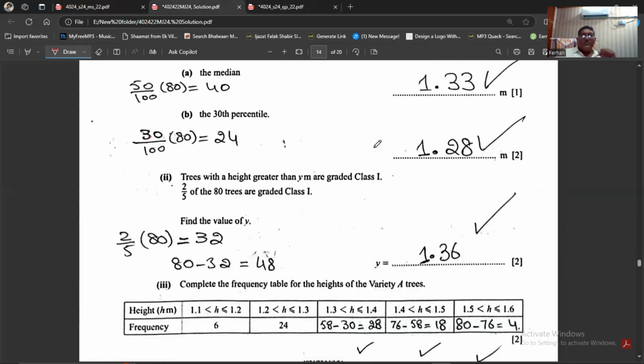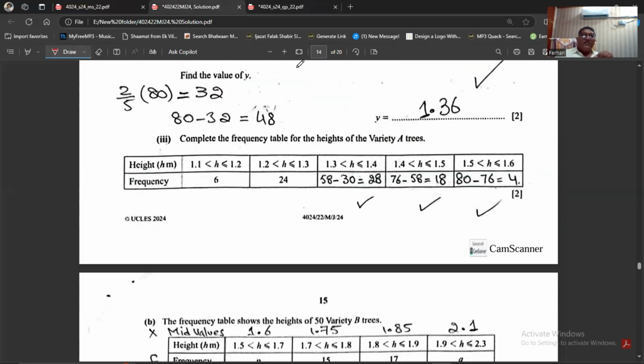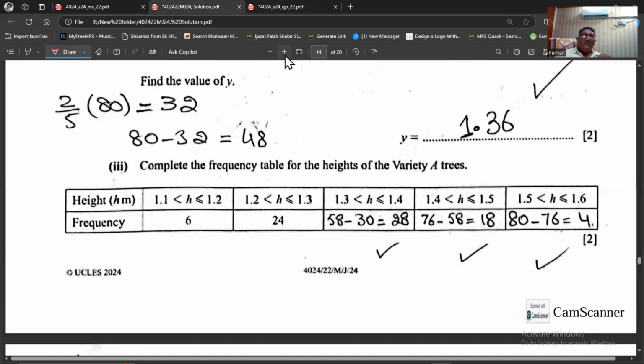Okay, so let me show you. I have done this. So from my table, I know the cumulative frequency at 1.4 is 58, cumulative frequency at 1.3 is 30. So from 58, I will subtract 30, so 28 is the frequency for this class. I will check the cumulative frequency at 1.5 and at 1.4. At 1.5, the cumulative frequency is 76. This is coming from that cumulative frequency curve. And at 1.4, the cumulative frequency is 58. So 76 minus 58, and that is 18.